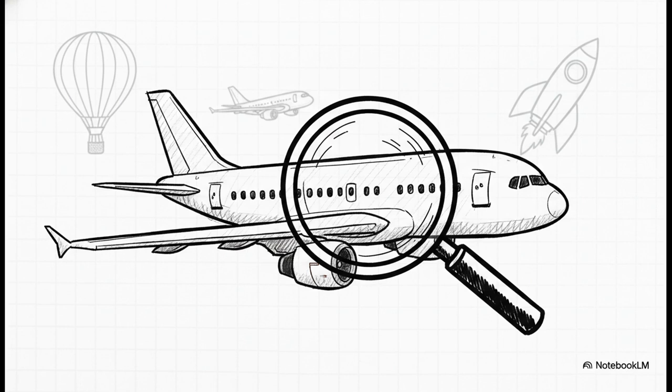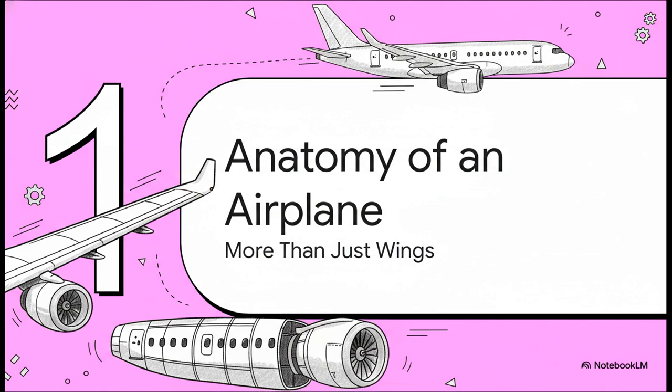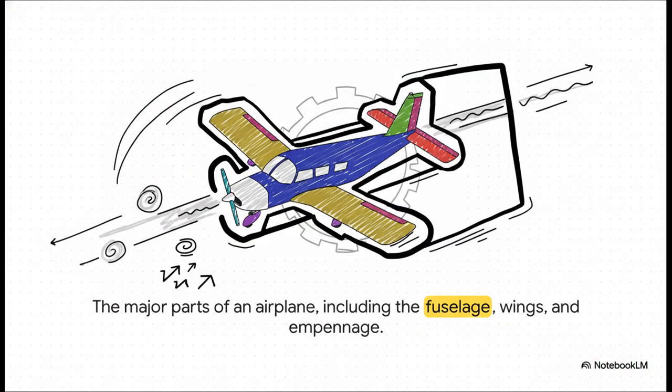So for our deep dive today, we're going to zoom in on the one we're all most familiar with, the absolute workhorse of the sky, the airplane. All right, let's get right into it. We're going to start with the basics, the anatomy of an airplane, because it's a whole lot more than just a pair of wings. So when you look at a plane, you can see the main components pretty clearly.